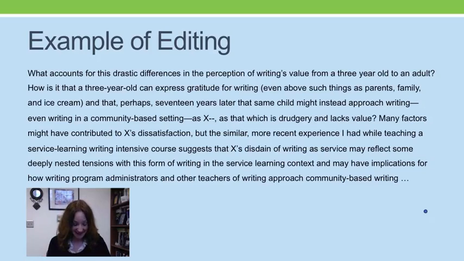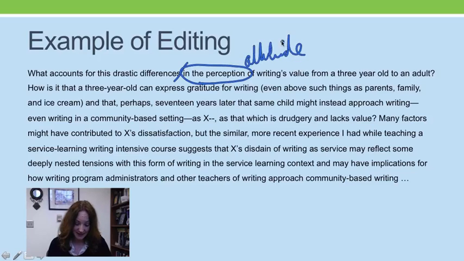So I would be reading aloud. What accounts for this drastic differences? Oh, that's an error, so cross that out. In the perception of writing's value from a 3-year-old to an adult. And right there, it just sounds a little awkward to me. So I probably don't even mean in the perception. I probably mean something like attitude, because that's really what I'm talking about. So I'd change that to attitude.